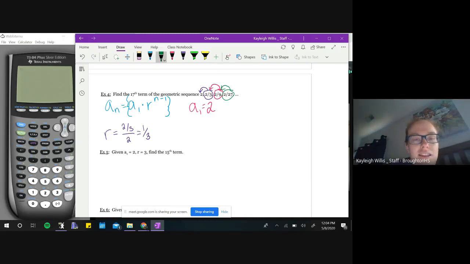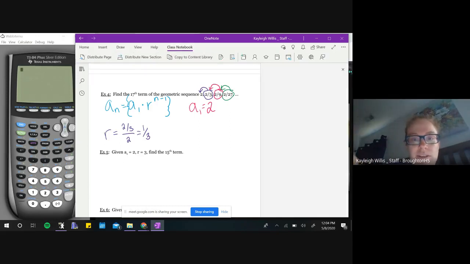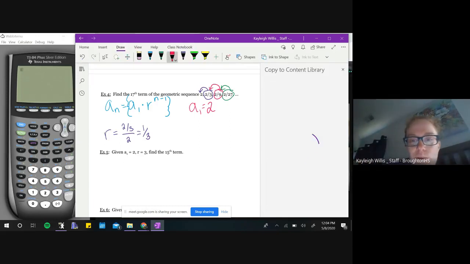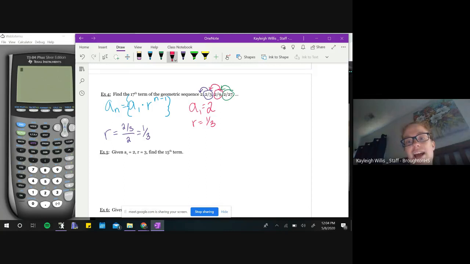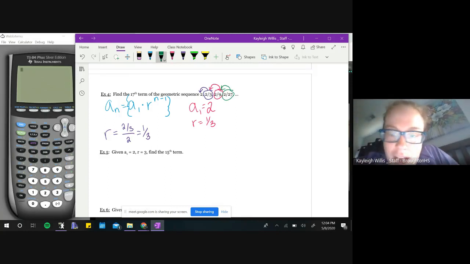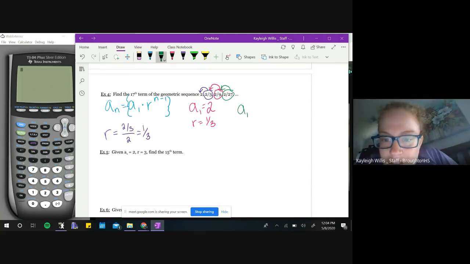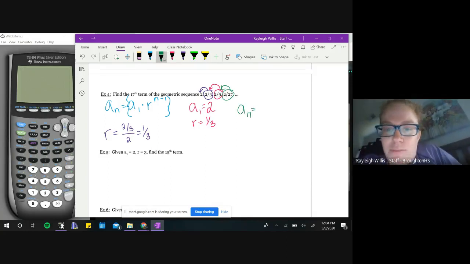And if I'm not, then this sequence is not geometric. So always check. It's a good habit to do that. So what I'm doing here is I am multiplying by 1/3 each time. So now I can make my rule and then plug in the 17th term. So I can say, okay, they want me to find the 17th term. So my n is 17 when I plug into this rule right here, when I plug into my formula.